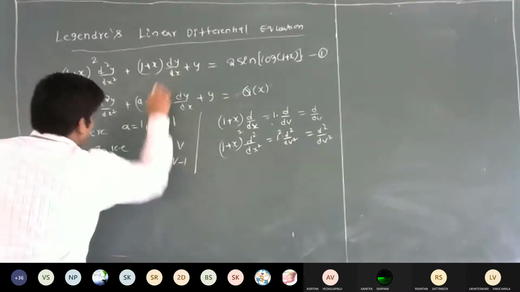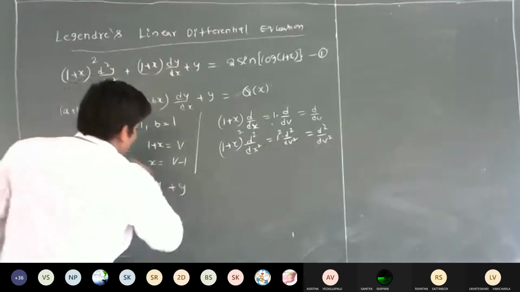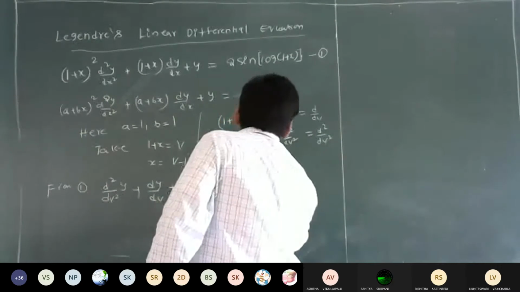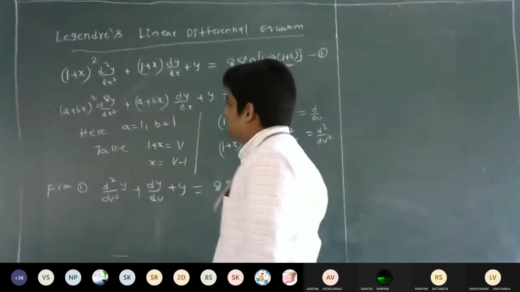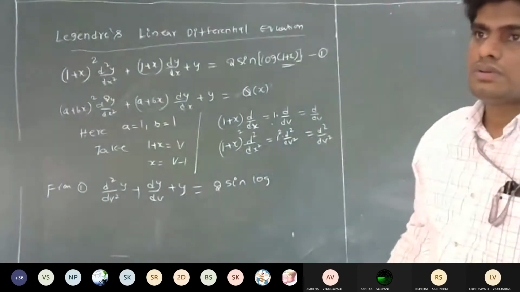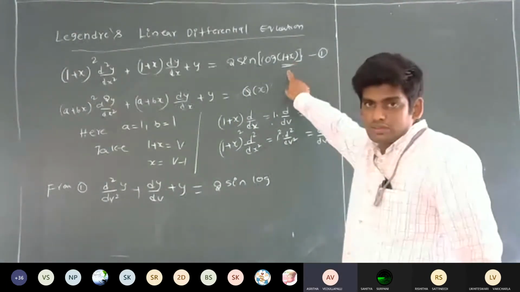Next one, this is dy by dv plus y is equal to 2 into sine of log of, what is 1 plus x? What is 1 plus x? B, sir.